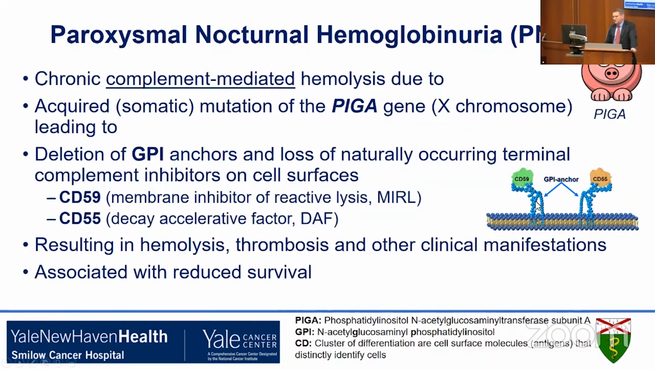So if they're missing because there is no anchor, there is no protection to red blood cell, and a condition called hemolysis, damage of red blood cell inside the blood vessel, occurs. And that can lead to a number of problems, including anemia, including thrombosis, because whatever is leaked out from that cell increases the risk of clots, as well as other clinical manifestations. And this condition is associated with reduced survival.